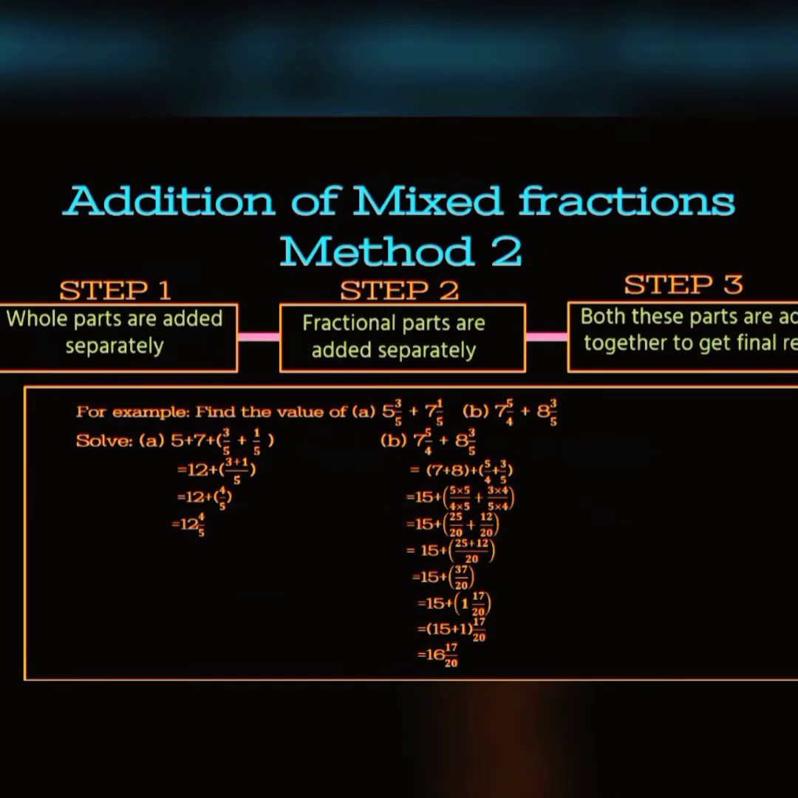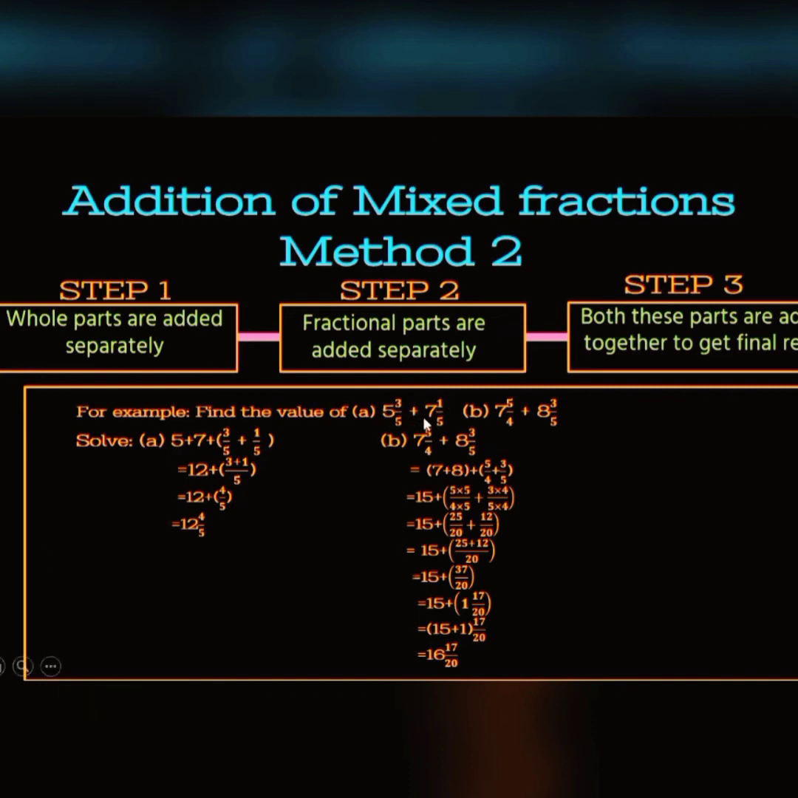Now the second method. Step first, whole parts are added separately. This is actually a very easy method. Step 2, fractional parts are added separately. Step 3, both these parts are added together to get the final result. Now check it. I'm taking two examples. The first example is 5 whole 3 upon 5 plus 7 whole 1 upon 5. These are mixed fractions as well as like fractions, because their denominators are the same.